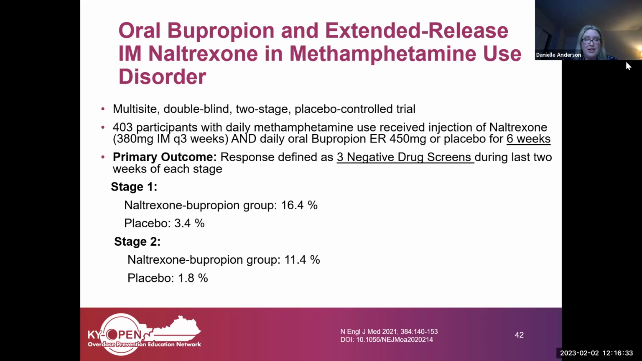So in the first stage, in the naltrexone bupropion group, about 16% of those patients had 3 negative drug screens, while in the placebo group, only 3.4%. This was an interesting study. What they did is the people who received the placebo in the first stage underwent re-randomization in the second stage and were given naltrexone and bupropion in the second stage.